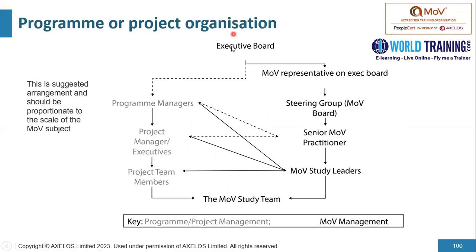Here we have the program and project organization. This is just a suggested arrangement and should be proportionate to the scale of the MoV study. So we have an MoV representative on the executive board, and then we could have a steering group, which could be an MoV board. There could be a senior MoV practitioner, MoV study leaders working with MoV study teams. On the left side, we have the program project environment. Program managers and project team members coordinate with the roles on the MoV front.